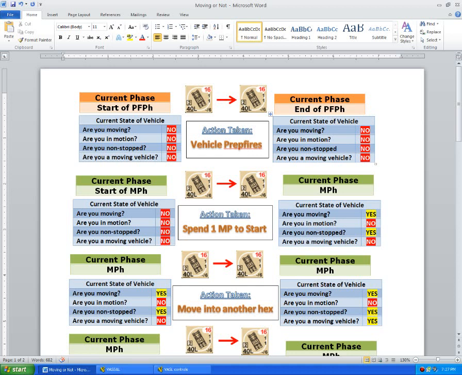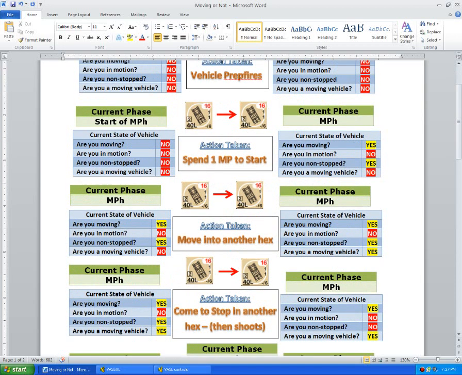Simply put, are you moving? No. Are you in motion? No. Are you non-stopped? No. Are you a moving vehicle? No. Same reasons that we applied at the start of the phase, same reasons we have at the end of the phase. The bigger confusion comes into play when we're actually talking about the movement phase. This is where a lot of confusion can come into play, whether we're starting our vehicle, stopping our vehicle, etc. Well, let's look at what can happen here.